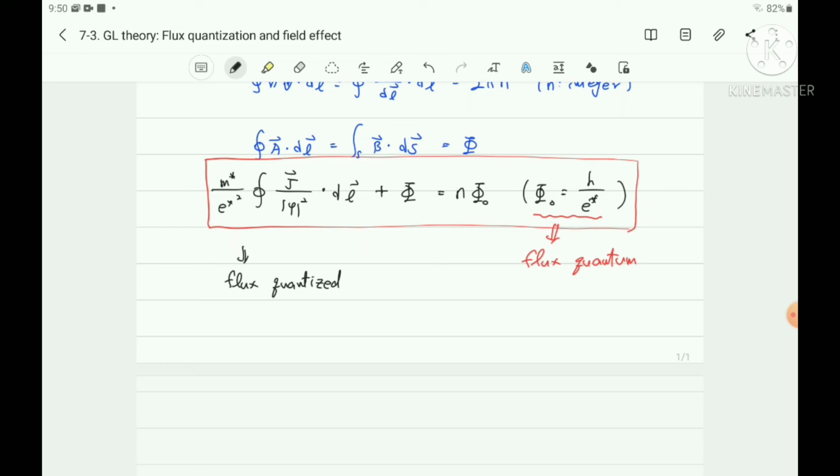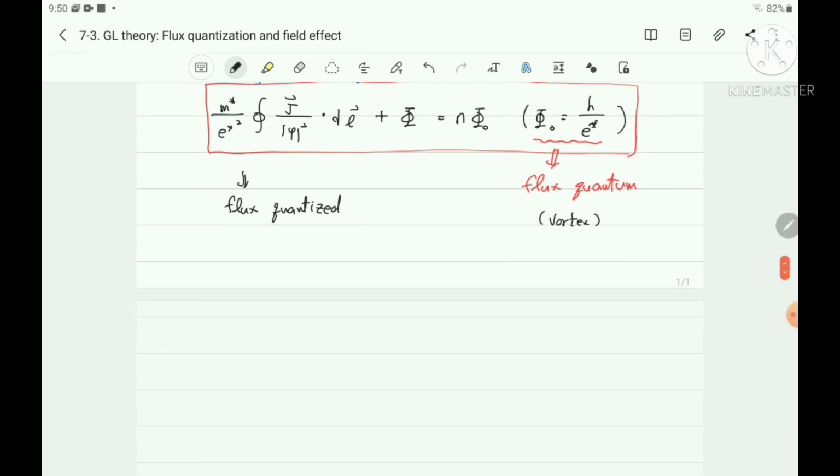It is very important, and therefore you should remember the result. The flux quantum is what we call a magnetic vortex, and we will deal with magnetic vortex dynamics in the real investigation of superconducting materials. The magnetic vortex is a very important topic. Next, we will deal with the penetration depth in terms of this equation.